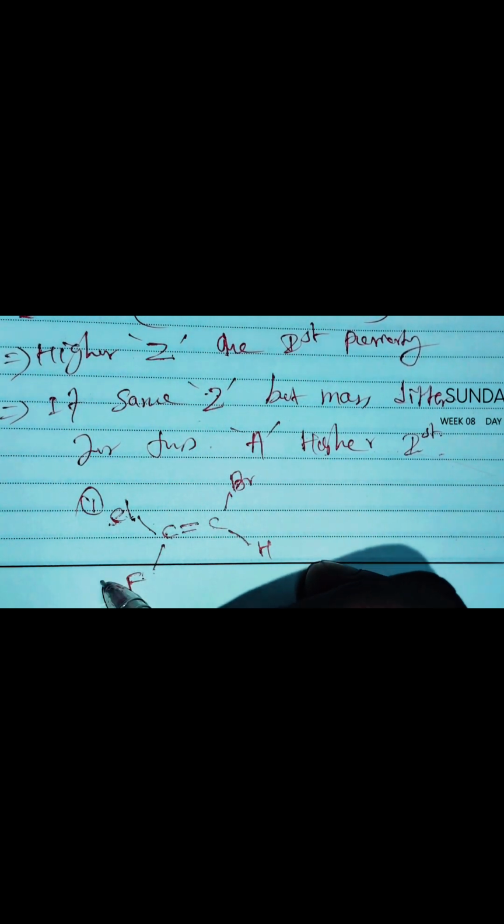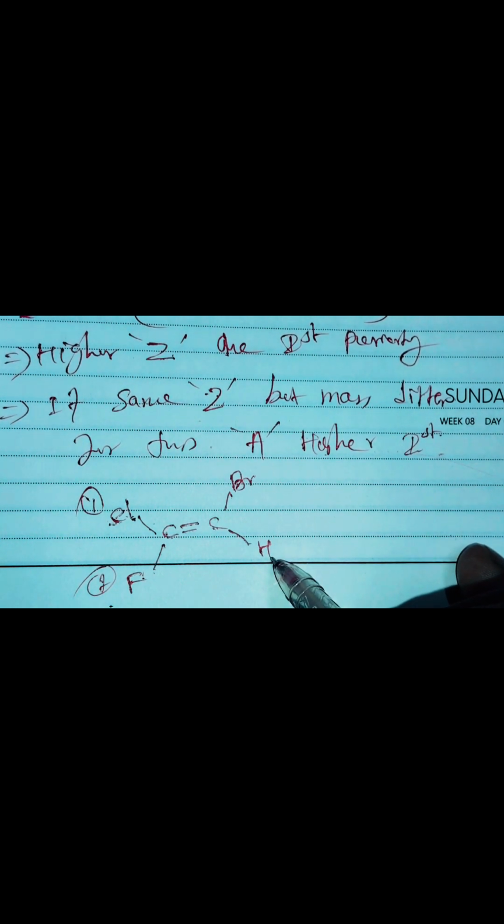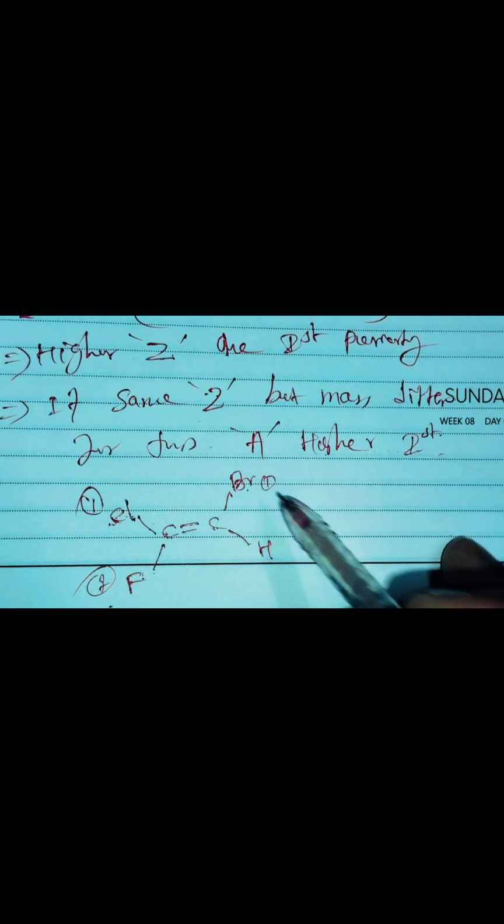Because the atomic number increases, the priority also increases. That's why, next, fluorine is second. Then only can we move to the next carbon. This carbon is substituted with bromine and hydrogen. From here, the bromine has a higher atomic number. That's why there's a 1.